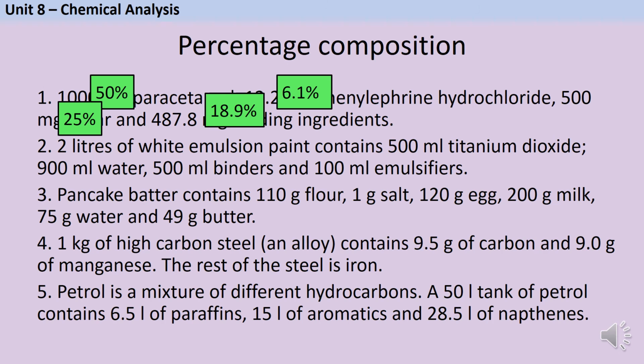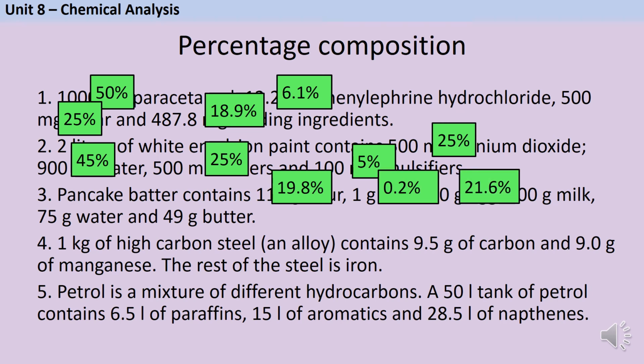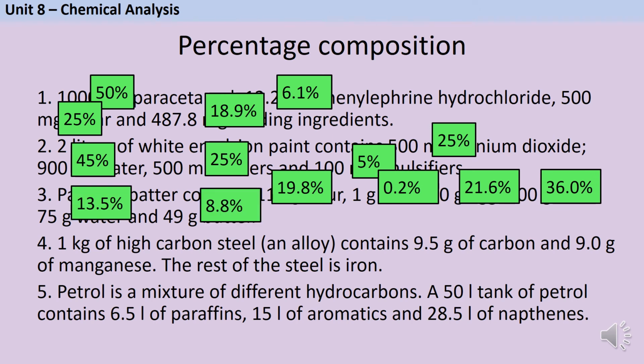In this emulsion paint, we've got 25% of that white pigment, titanium dioxide, 45% water, 25% of the binders, and then that leaves 5% for the emulsifiers, which are going to hold the whole thing together and stop it from splitting. In my pancake batter, I've got 19.8% of flour, 0.2% of salt, 21.6% of egg, 36% milk, 13.5% water, and 8.8% butter.